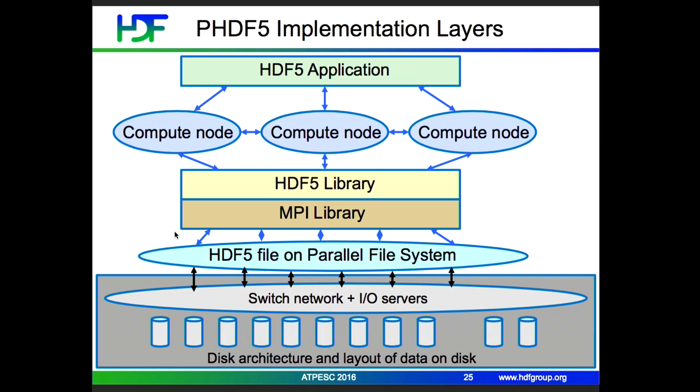But you still have the ability to bypass this layered picture to some degree. And then, of course, the MPI library in turn interacts with Lustre or GPFS, and then at the hardware level, you have a highly scalable network and I/O servers and so forth.